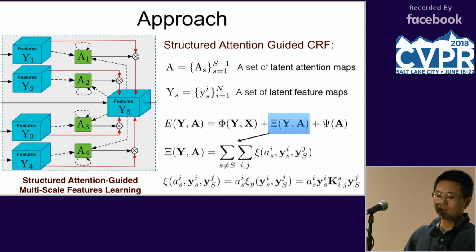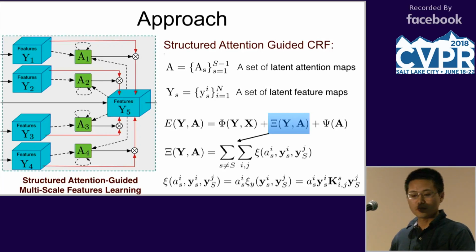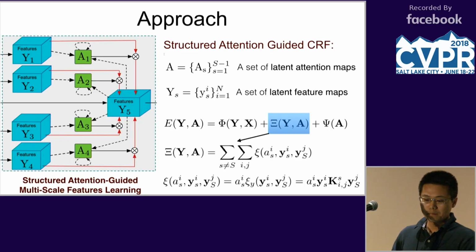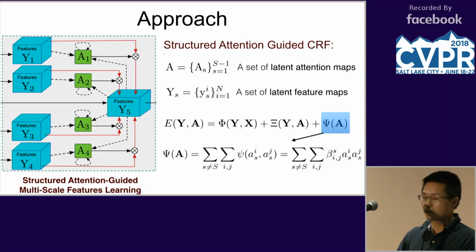And the second term defines the pairwise potential between the attention variables and the latent feature variables. The latent attention variables are binary to control the message passing between the latent feature variables. The last term defines the pairwise potential between the latent feature variables.